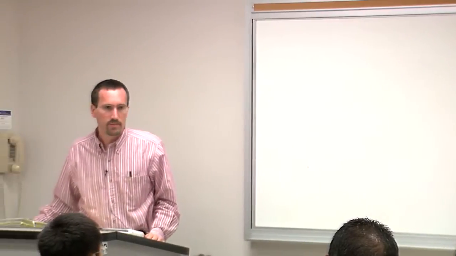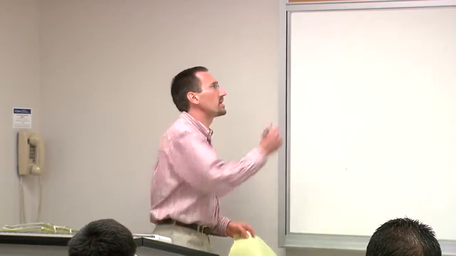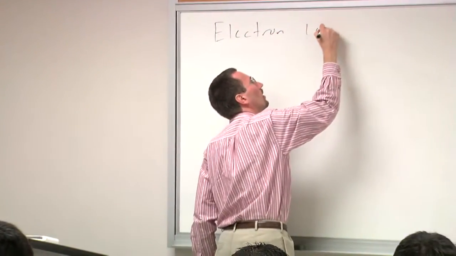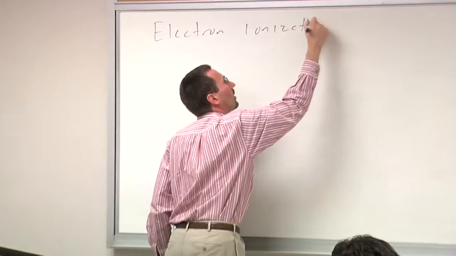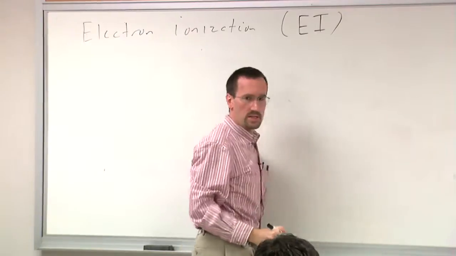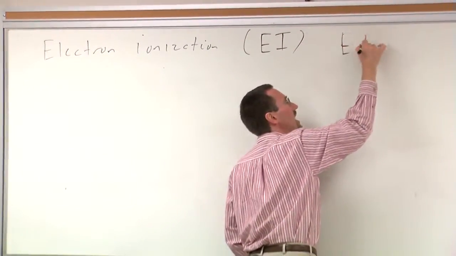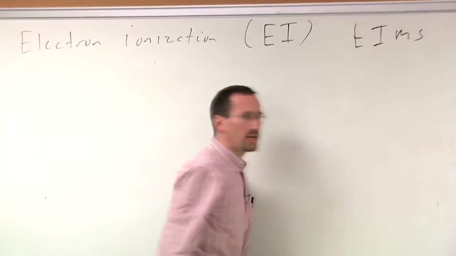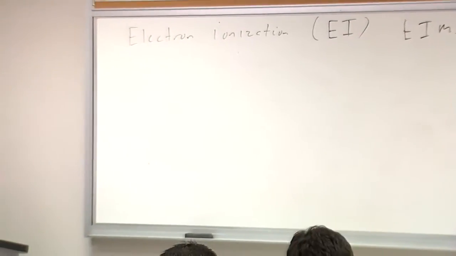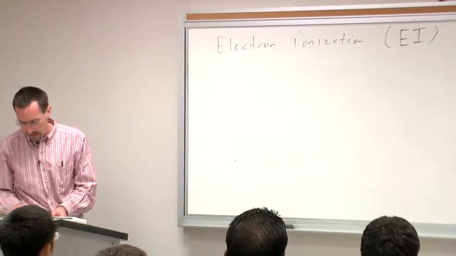Most of the molecules that one works with don't have a charge on them. So the first question is, how do you get a charge on the molecule? Historically, the first technique developed is called electron ionization. You'll see that written as EI, or you'll see the whole technique written as EI Mass Spec. And the basic idea is a little counterintuitive. You're going to use an electron to ionize the molecule.